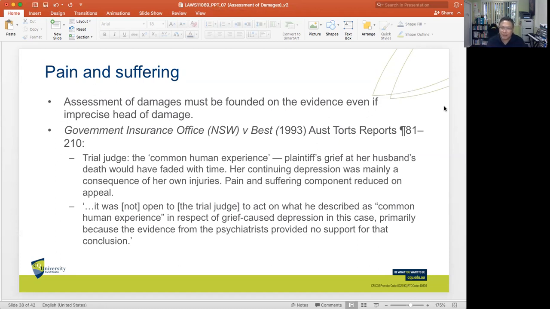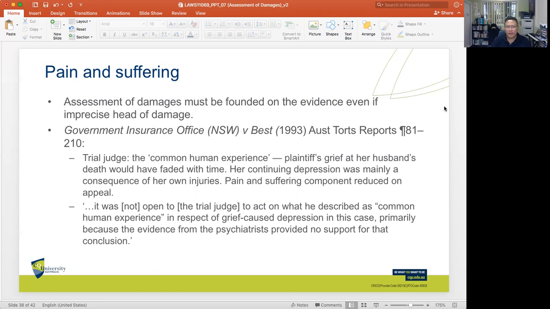And because the plaintiff was still depressed, the judge was saying the depression was mainly a consequence of her own injuries. So in this particular case, the defendant appealed, saying there was no basis for an award for pain and suffering for depression, because the depression was likely not because of her own injuries, but because of the grief at her husband's death, which is not compensable, because remember, it's compensation for loss to the plaintiff himself or herself.